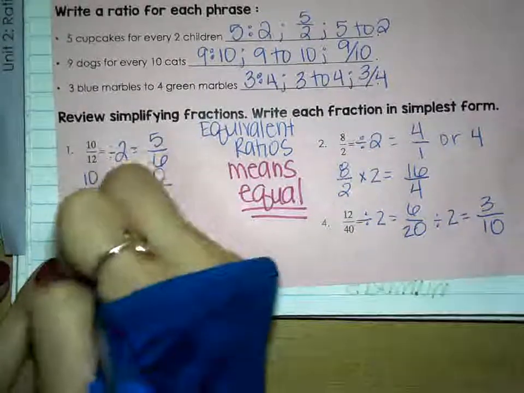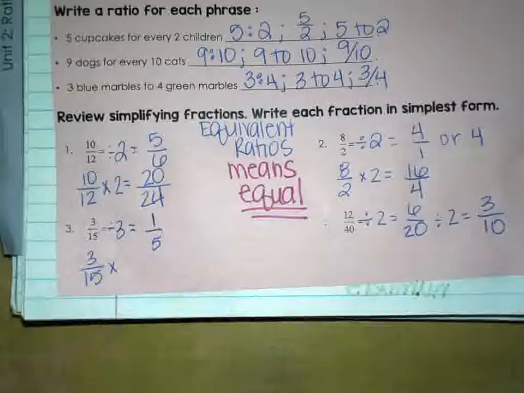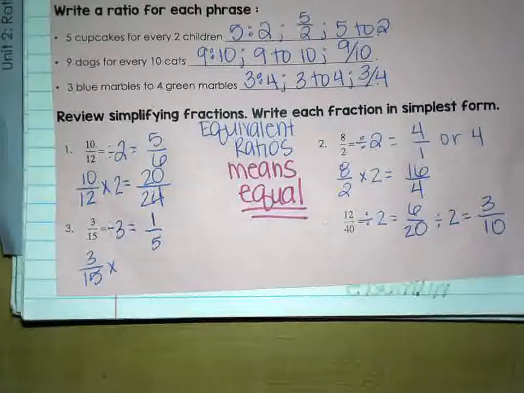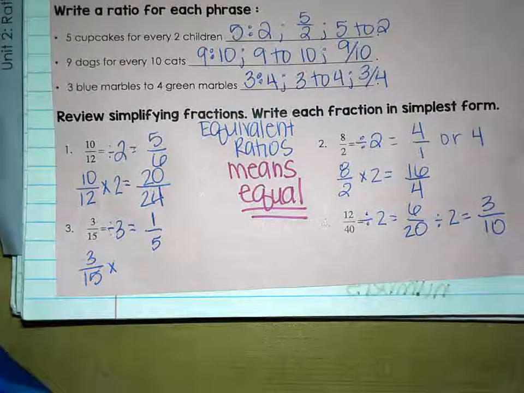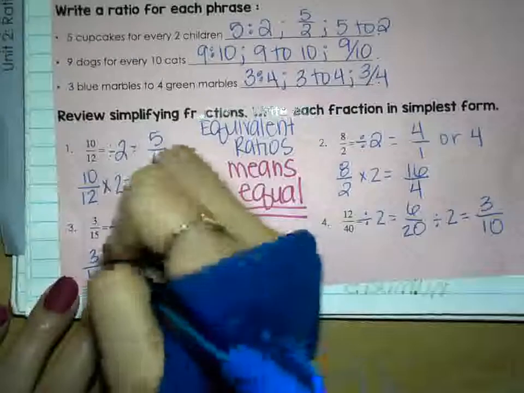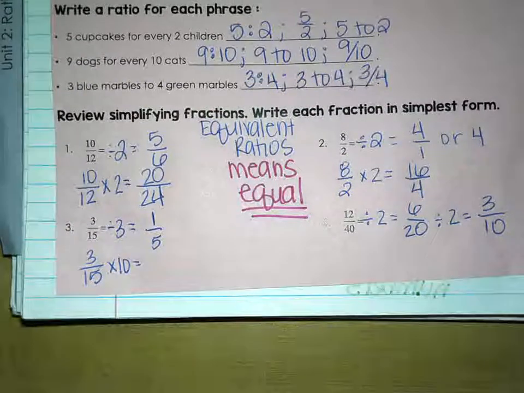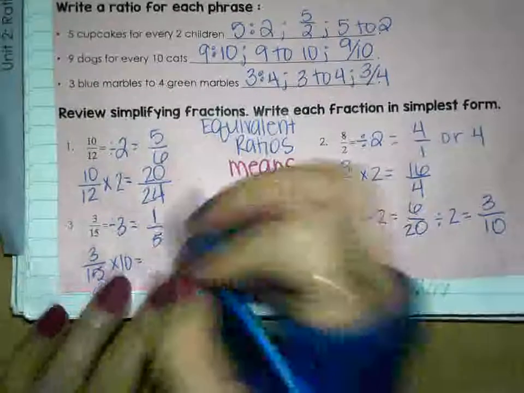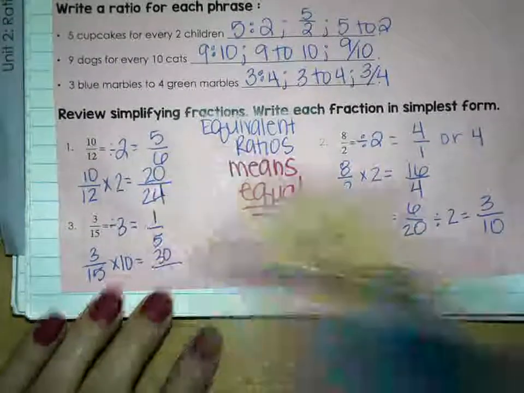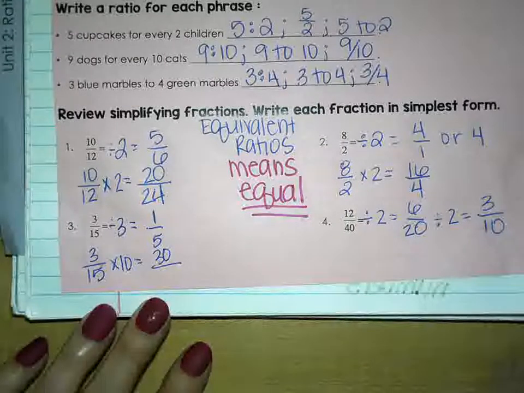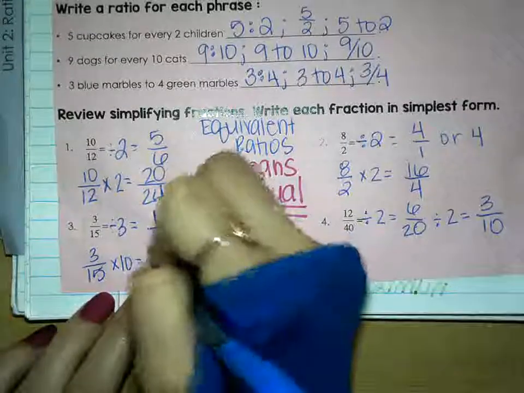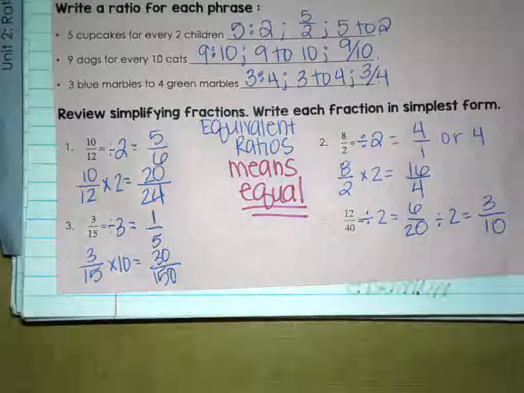Okay, 3/15. Now, I can multiply by 2, but I can also multiply by any other number, right? What's another easy number to multiply by? 3. I'm going to have to do 10. Why would I do 10? So all I have to do is what? Add a 0. Because what's 3 times 10? 30. And 15 times 10 is? 150. All I'm doing is adding a 0. It's pretty simple.